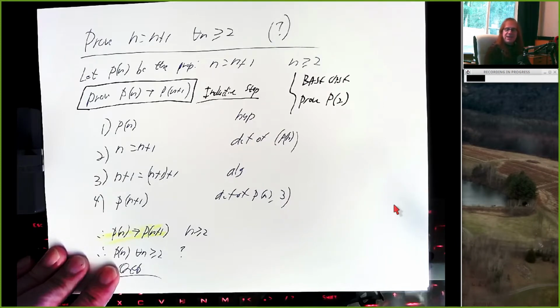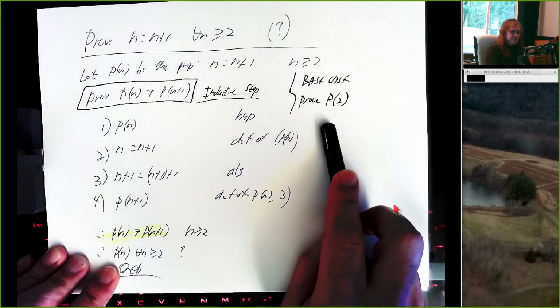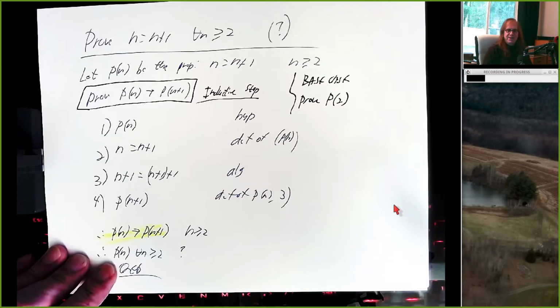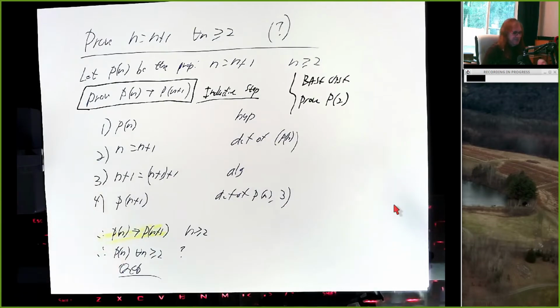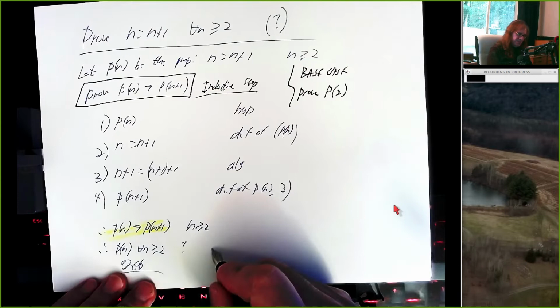And in fact, I cannot prove a base case because P of 2 is not true. P of 2 is the proposition that 2 equals 3, and that's false. P of 1 is not true. P of 1 is the proposition that 1 equals 2, and that's not true. So I have an inductive step that's been proven, but I don't have a base case. And without both of those things, this does not apply.